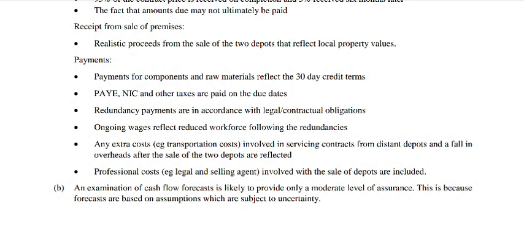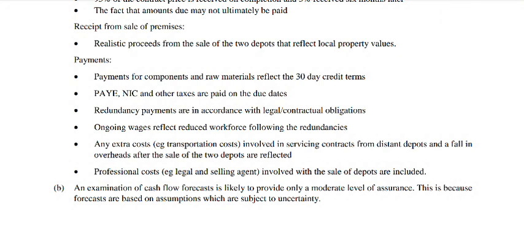Payments. Payments for components and raw materials reflect the 30-day credit terms. PAYE, NIC and other taxes are paid on the due dates. Redundancy payments are in accordance with legal or contractual obligations. Ongoing wages reflect reduced workforce following the redundancies. Any extra costs, e.g. transportation costs involved in servicing contracts from distant depots, and a fall in overheads after the sale of the 2 depots are reflected. Professional costs, e.g. legal and selling agent fees involved with the sale of the depots, are included.